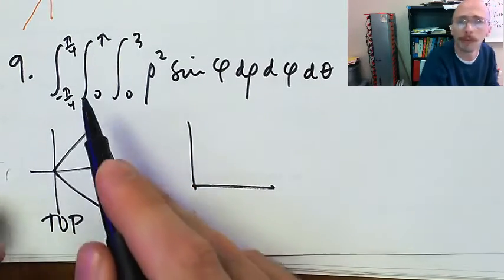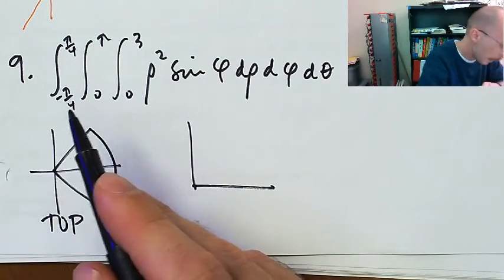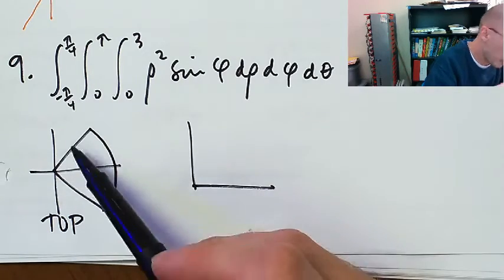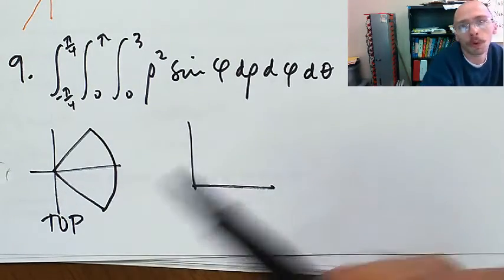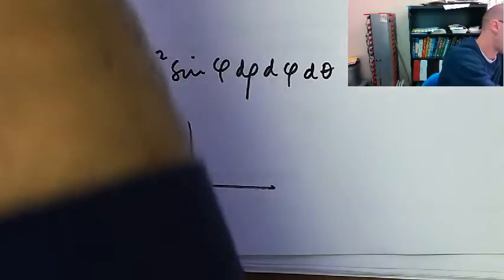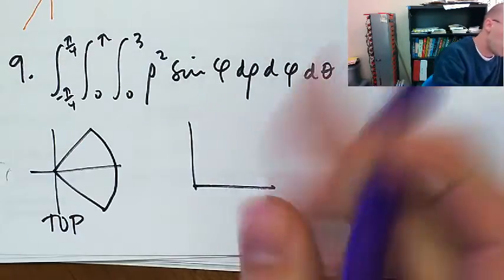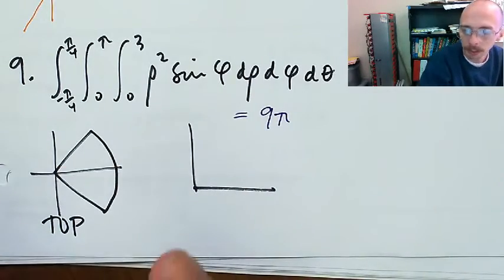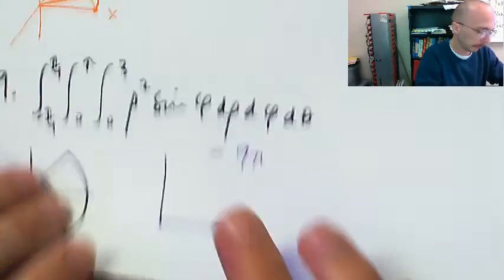It's going from 0 to pi. It's the full range of phi. And theta going from negative pi over 4 to pi over 4 is just a quarter of what it could do in total. So yeah, I'm going to say that this is 36 pi divided by 4, which is going to equal 9 pi. That was a good set of problems.